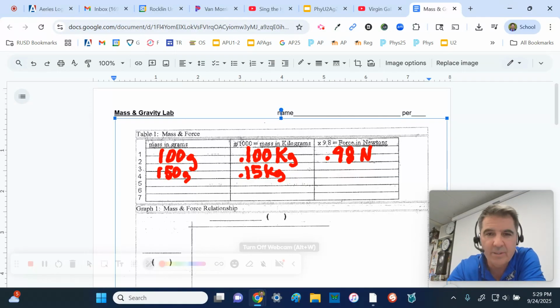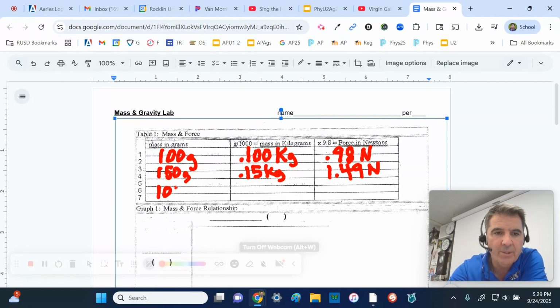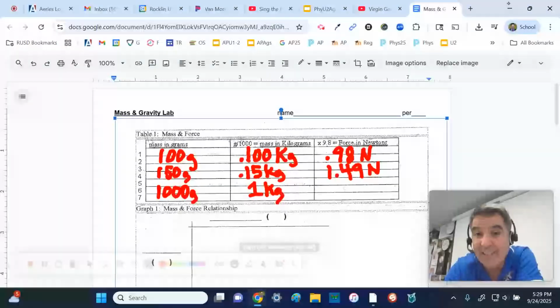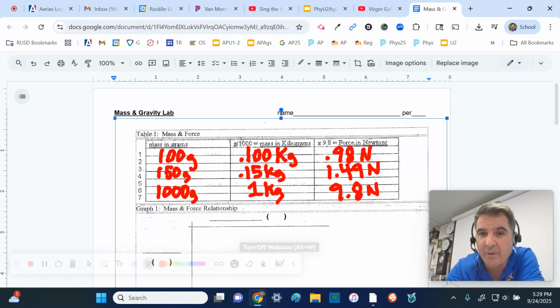I don't remember what that one was. It was like around 1.4 something, 1.49 newtons, something like that. And then I'm just going to go to the big one, which is 1,000 grams. And that is 1 kilogram. Guess what that is? That's 9.8 newtons. Does that 9.8 sound familiar? Well, that 9.8 should sound familiar because we're talking gravity, right? 9.8, right? Times 1 is 9.8.